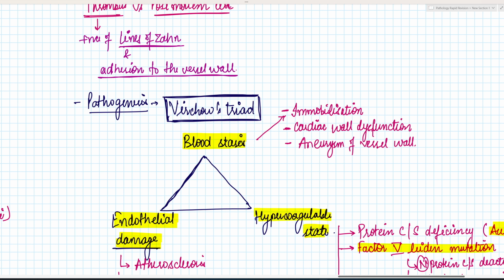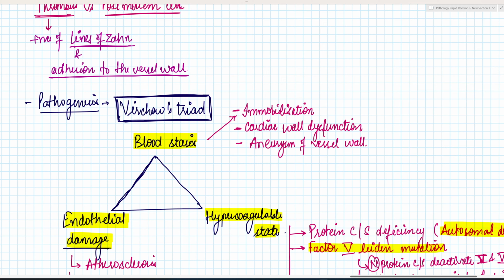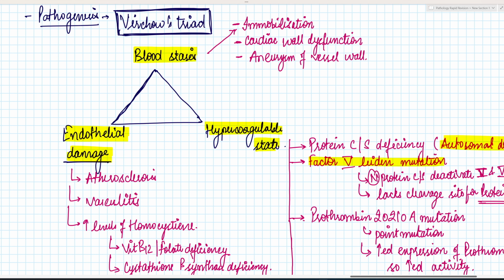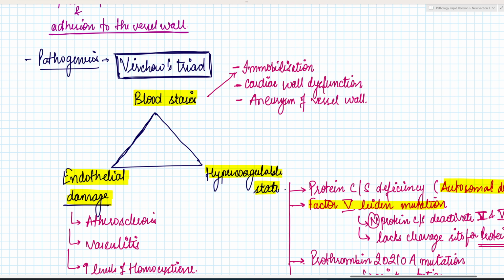So now let's see the pathogenesis. Pathogenesis consists primarily of Virchow's triad. Virchow's triad comprises first blood stasis, second endothelial damage, and third a hypercoagulable state. So let's do blood stasis first, then we will talk about endothelial damage and endothelial functions before that, and finally the hypercoagulable state. So blood stasis occurs first in immobilization.